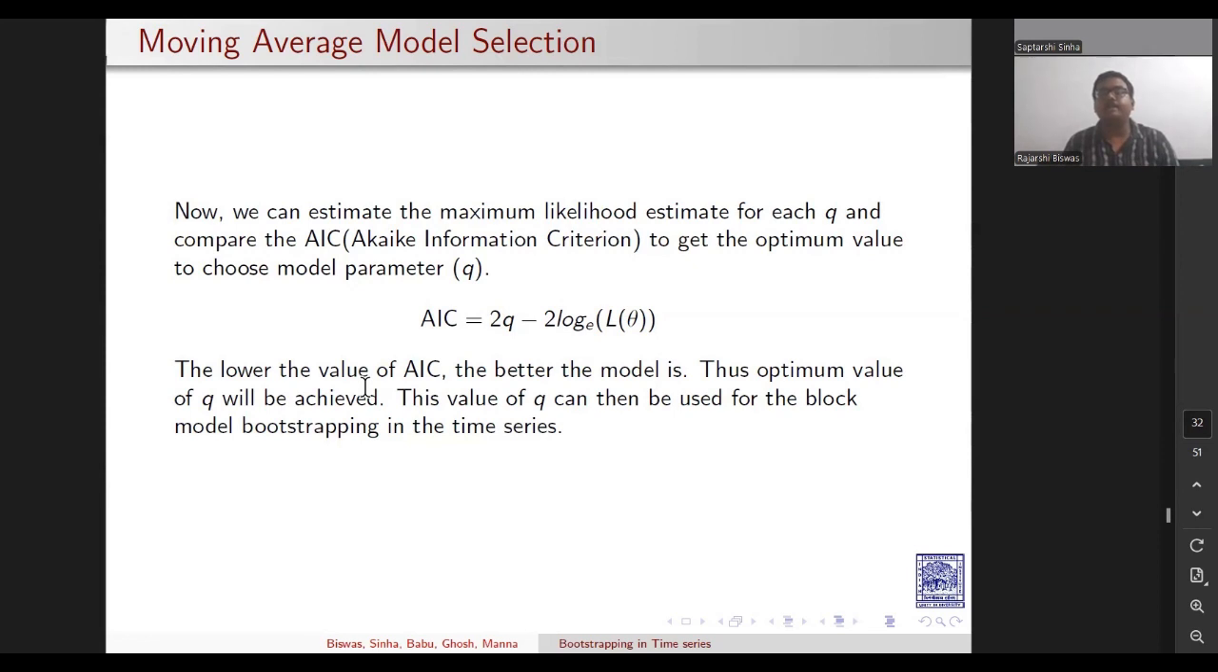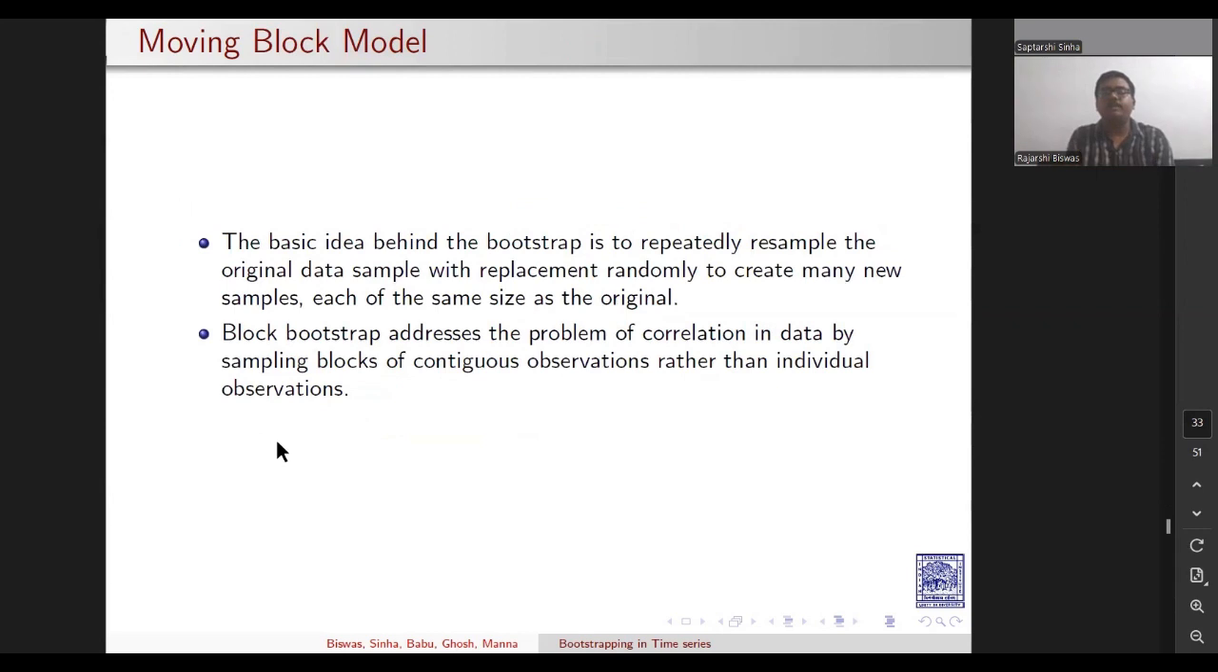And since we have T data points, we have a finite number of q's, and hence we can compare all the AIC values to see which one has the lowest value of AIC, and hence the optimum value of q will be achieved. Now we will start with the moving average model.